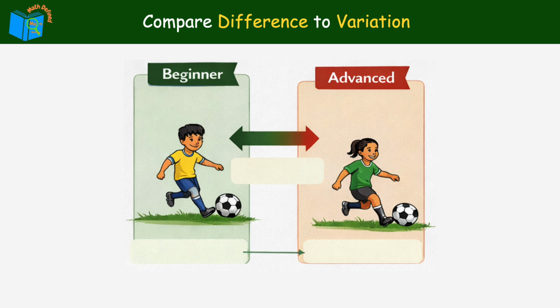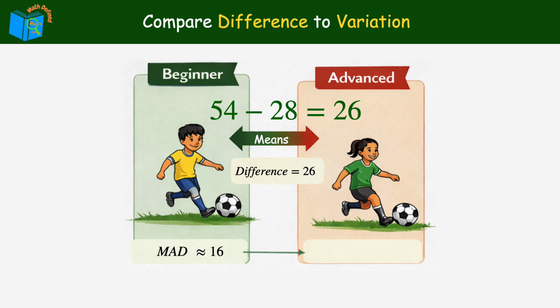Now here's the part where we bring everything together. The difference between the 2 sample means is 26 passes. And we know the typical spread, the MAD, is 16 passes. So what does that tell us? Since 26 is greater than 16, the gap between the 2 groups is larger than the normal variation we usually see within one group. But we can make that even more clear.